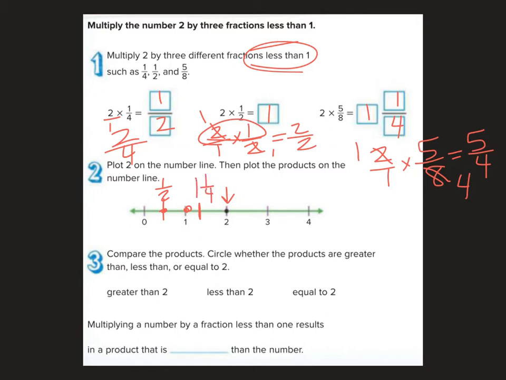It's a little more than 1. So they were all less than 2. Okay, so here I have less than 2. Multiplying a number by a fraction less than 1 results in a product that is less than the number.